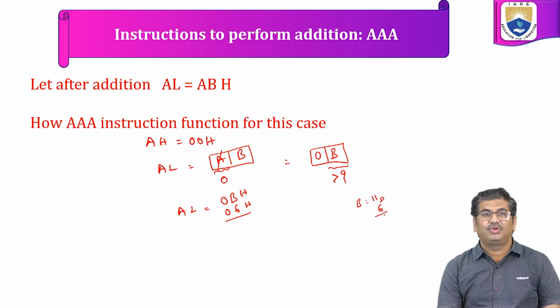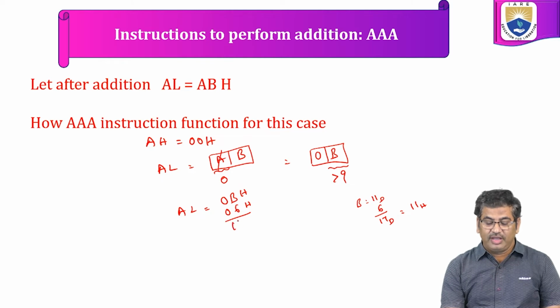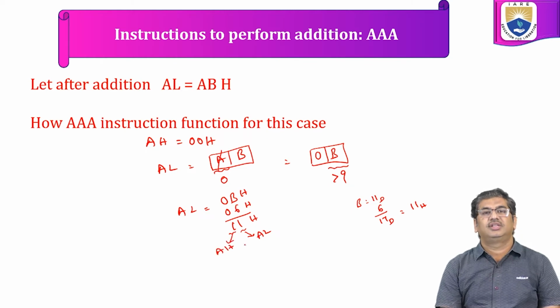For this we are going to add 6. That will produce 17 as output in the decimal format. As it will be stored in hexadecimal, it is equivalent to 11H. So you'll get 11H. This one will be moved to the AL register. This one will be moved to the AH register. That is, the AH contents will be incremented by 1.